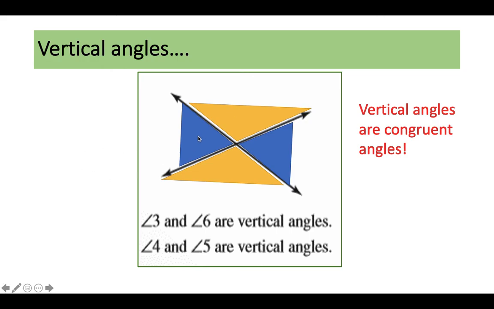So if this blue angle is 2x plus 3, then this is going to be 2x plus 3. If this is 2x plus 3, then this one's 2x plus 3. So these opposites are exactly the same, only when it's straight lines that are cutting through each other.